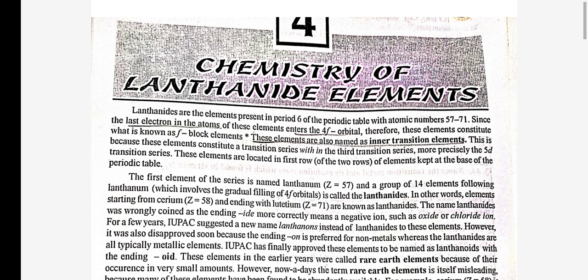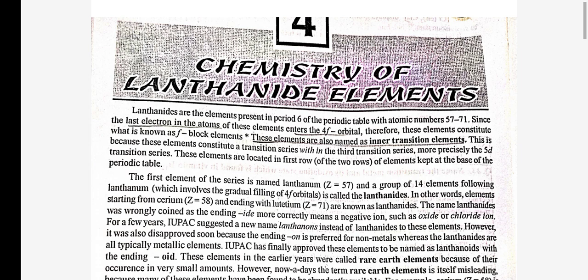This is because these elements constitute a transition series within the third transition series, more precisely, the 5d transition elements. These elements are located in the first row of the two rows of elements kept at the base of the periodic table. The first element of the series is named lanthanum, and a group of the 14 elements following the lanthanum, which involves the gradual filling of the 4f orbitals, is called the lanthanides. In other words, elements starting from cerium and ending with lutetium are known as lanthanoids.